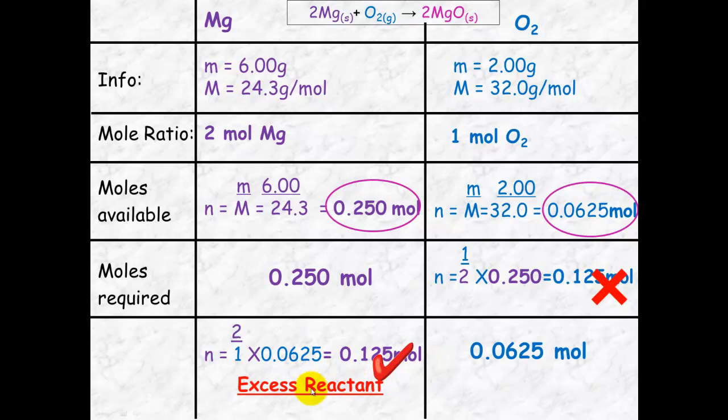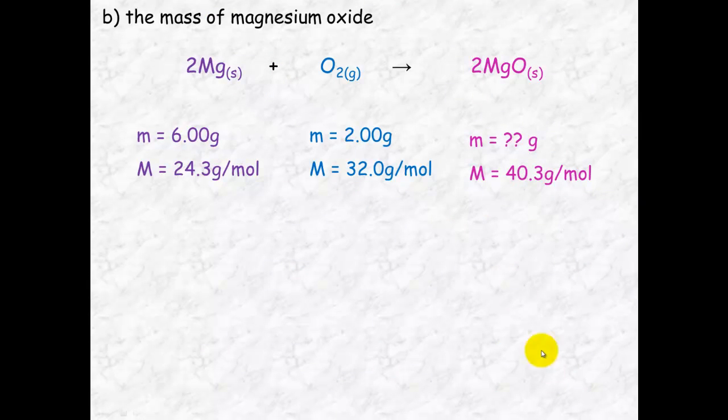That means that the magnesium is in excess, and it's in excess by 0.250 minus what's reacting with the oxygen. So 0.250 minus 0.125, so it's in excess by 0.125 mole. This is our limiting reactant. So this is the amount of mole of oxygen here that we use in reactions from here on.